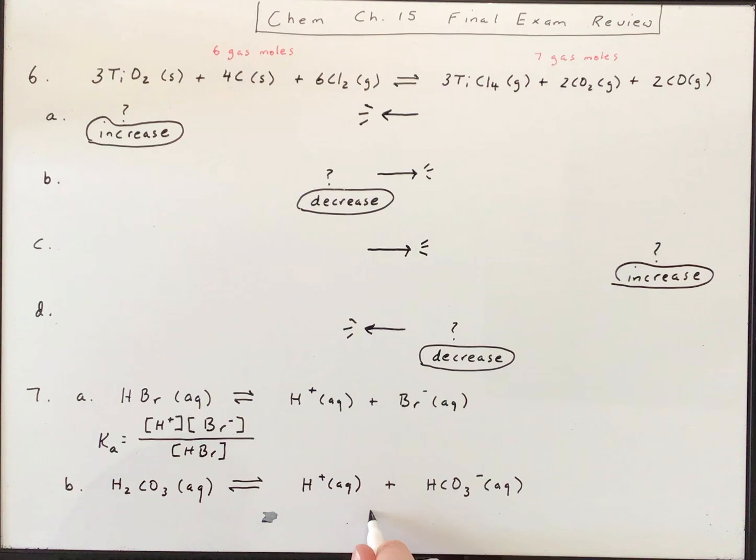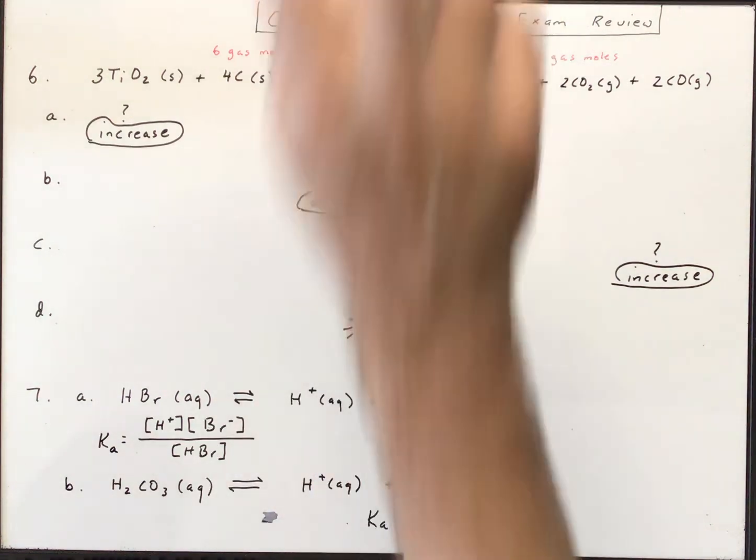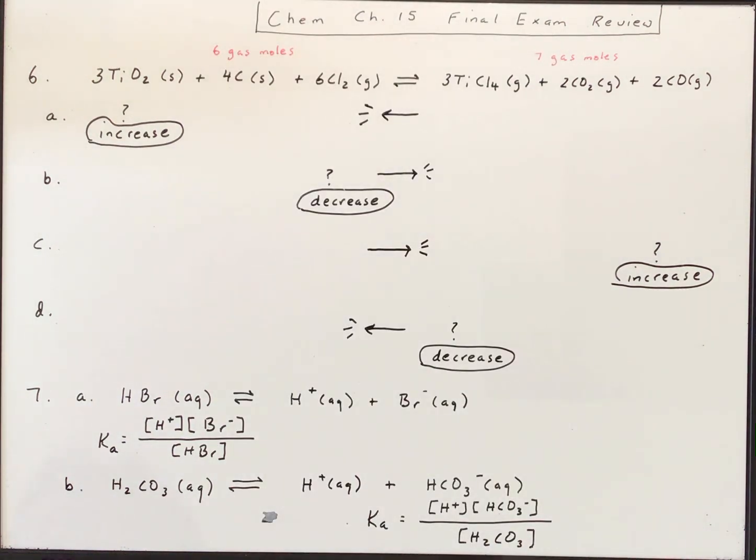So K sub A is equal to the concentration of H plus times the concentration of HCO3 minus over the concentration of H2CO3. All right. Let me clear the board here and we'll move on. It won't take very long for us to finish this up.